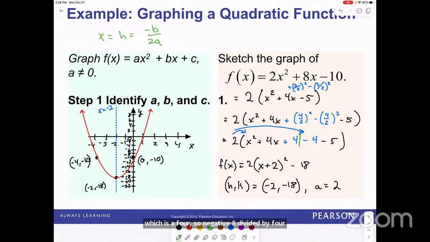So then the x coordinate of our vertex, we could have just used that vertex formula and jumped straight to the x coordinate of the vertex. Again, this is the vertex formula.